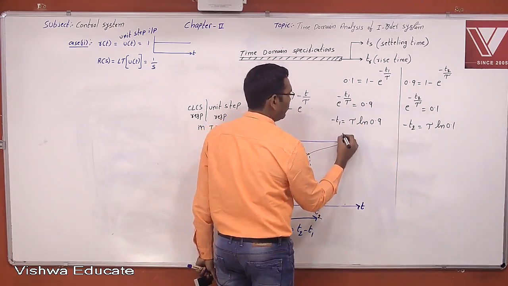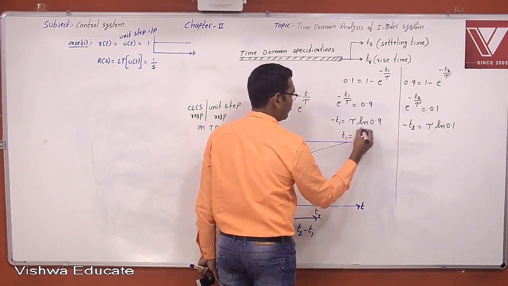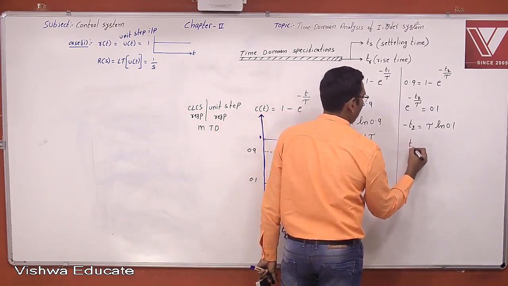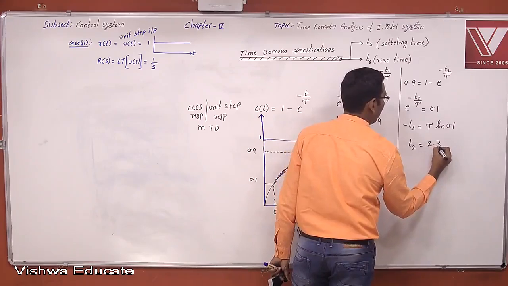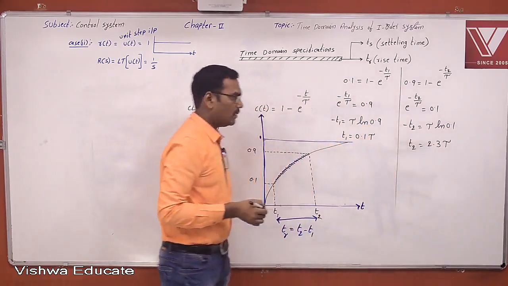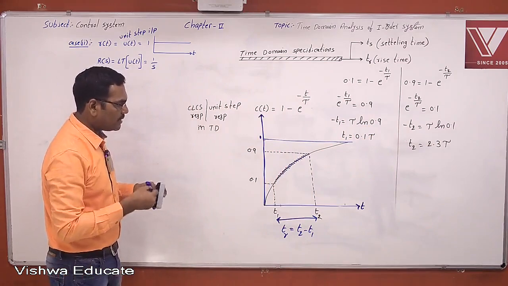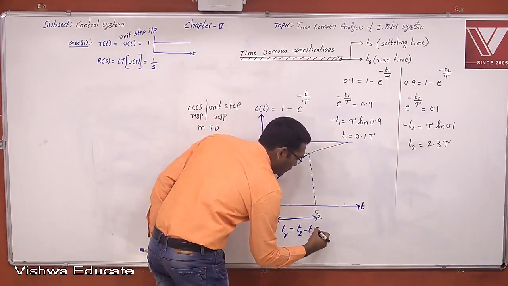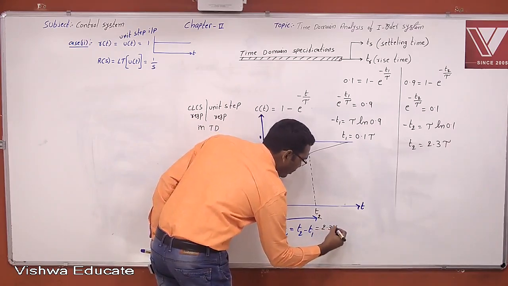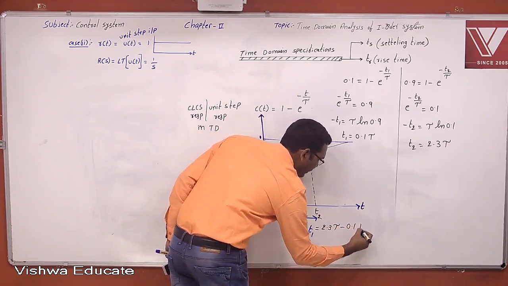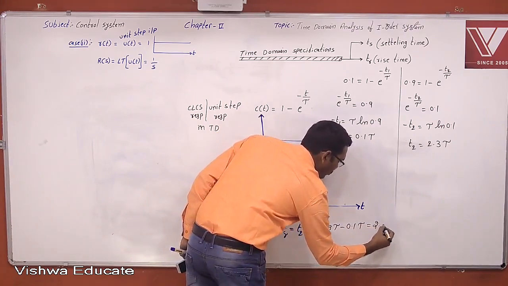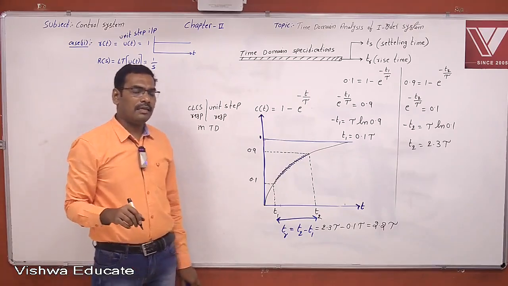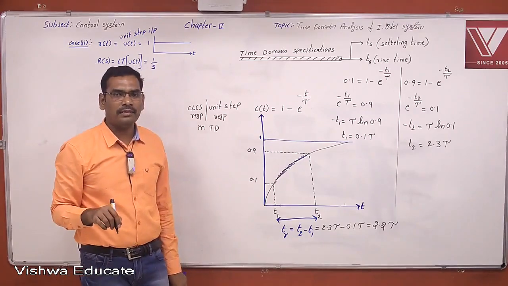So now T1 equals 0.1 tau, the minus cancels, and T2 equals 2.30 tau. That is T2, this is T1. But what is the rise time? The rise time TR equals T2 minus T1, which is 2.3 tau minus 0.1 tau, which equals 2.2 tau. Then you understand. Now I'll explain one simple problem, students.